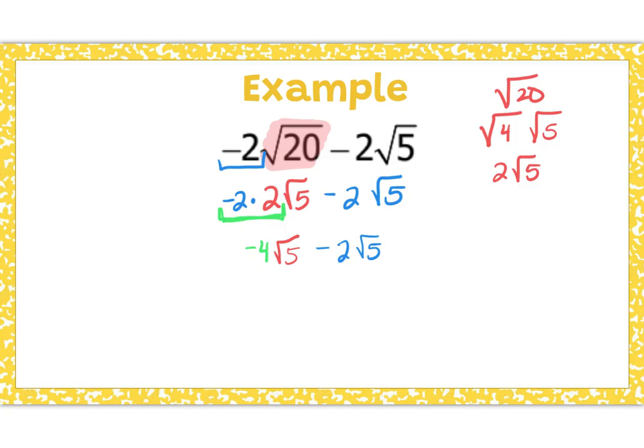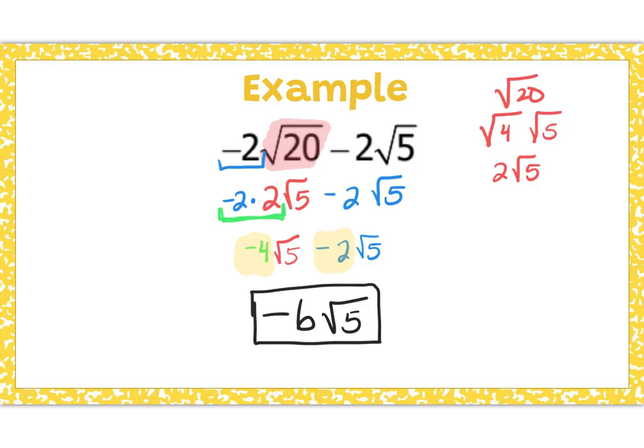So my next step in order to combine these is to identify if I have the same radicand and the same index. In this case, I do. They are both square root of 5. So I'm just going to focus on the coefficient -4 minus 2. So what is -4 minus 2? That gives me -6. And then we keep the radical square root of 5. This would be my final answer.